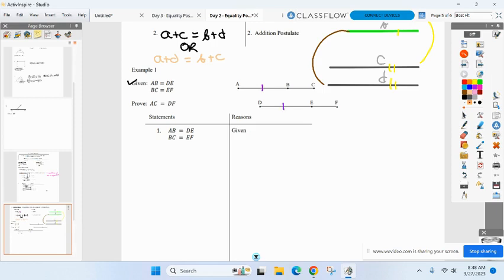I've also given you a second given. What should we be putting on BC and EF on my diagram? Probably 2, right? So it doesn't look like all 4 are equal. All right, good start. So every proof, I will give you true information.